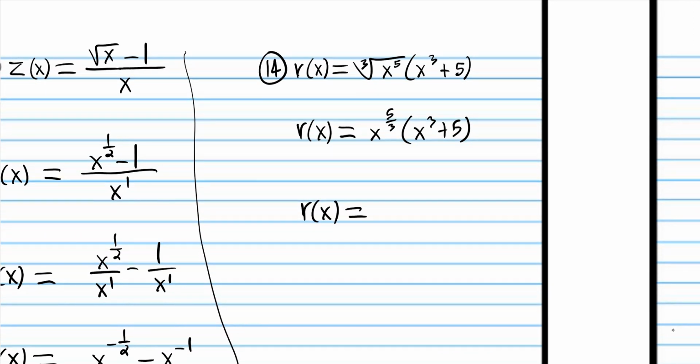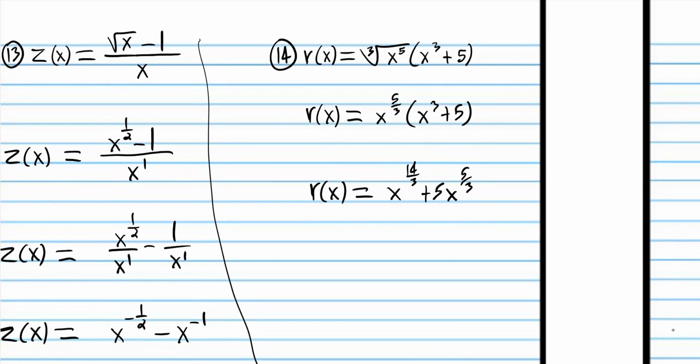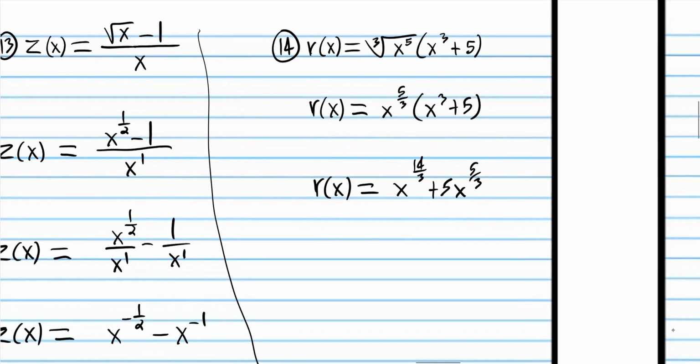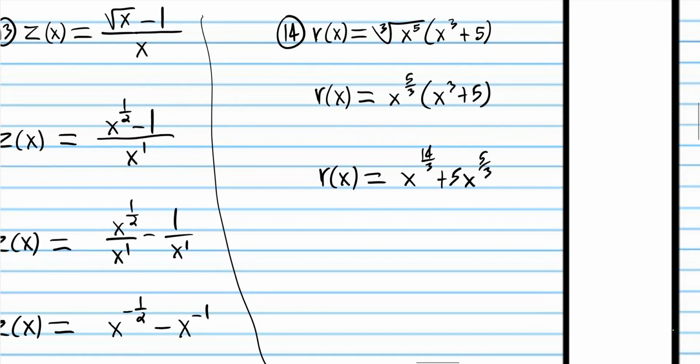So now we're going to distribute, and we get x to the 14/3 power plus 5x to the 5/3. So we used exponent rule number 1 here, and now we can find the derivative without using the product rule. Again, you don't have to show this, but I'm trying to go slow here.